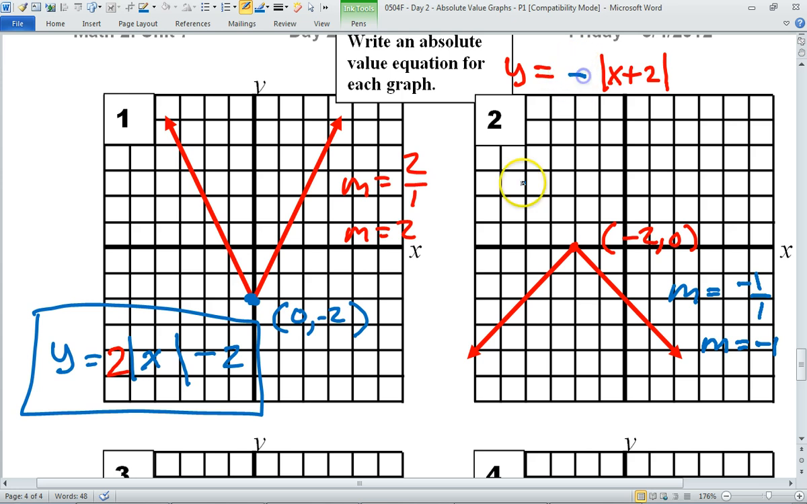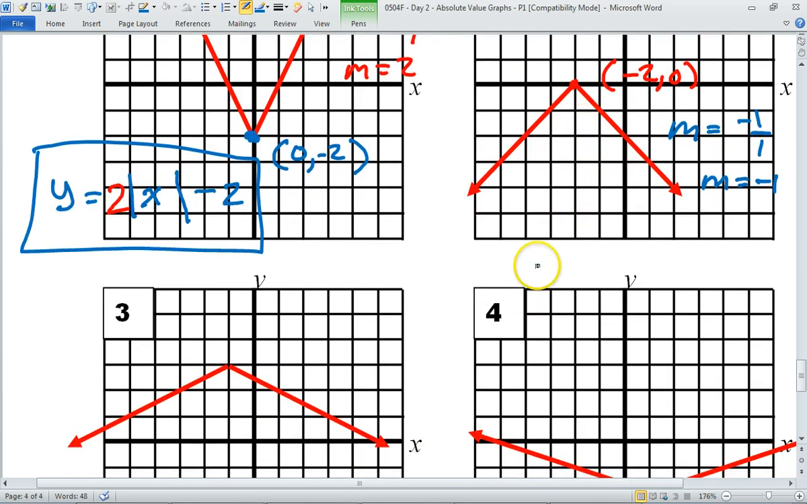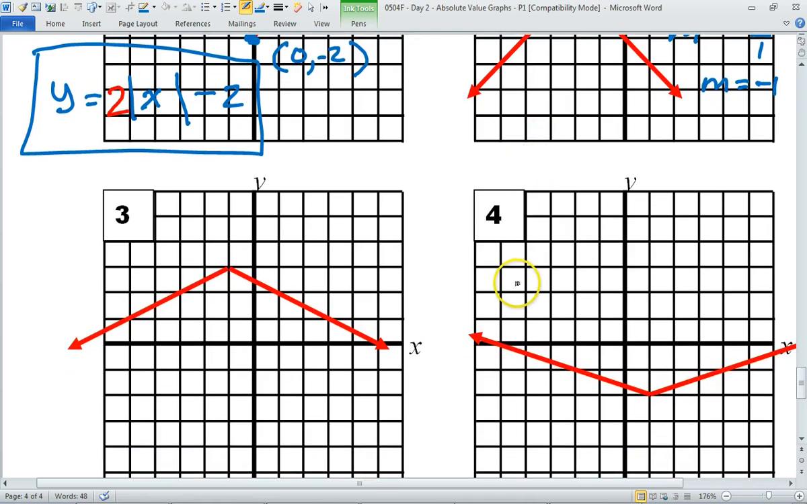Now, am I going to put a negative 1 right here in the front then? Just put a negative sign. We don't put the 1. Even though it's negative 1, we just put the negative sign. The 1 is understood. Did you guys follow that? Okay. Number 3.